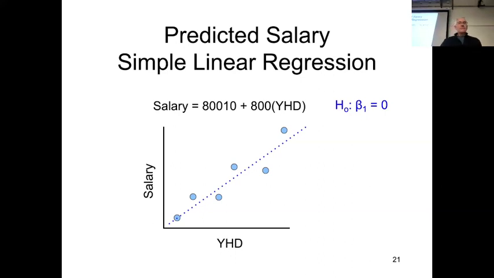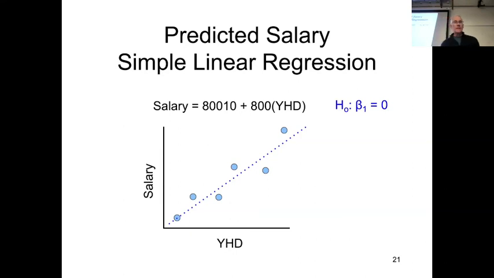So, predicting salary from years since highest degree. What that just means is I got my PhD in 1987, so the years since my highest degree are 37. Wow. So that's the predictor, the X value here. And it's just a simple regression. Years since highest degree was a good predictor of salary at the time.